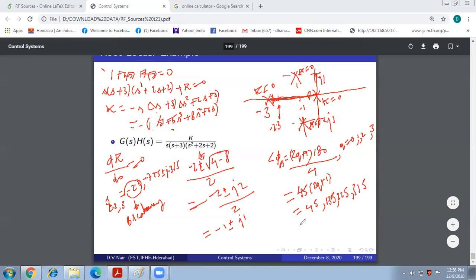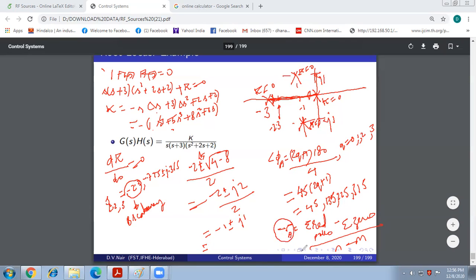And the centroid of asymptotes, minus sigma a, we find from the equation: sum of real parts of poles minus sum of real parts of zeros divided by n minus m. There are no zeros here, so quickly you can find out the center of asymptotes where all the four asymptotic lines meet on the real axis. This will always be on the real axis, right?